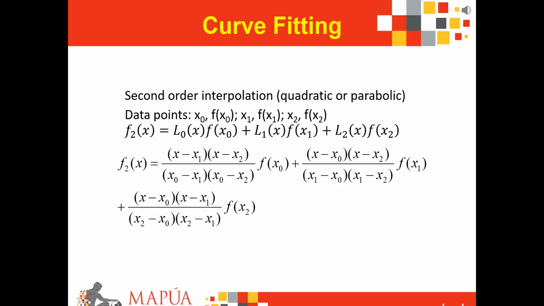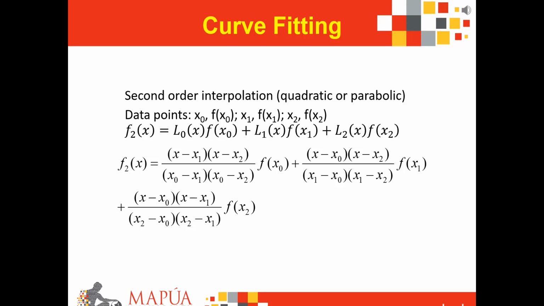L1 of x would contain a numerator equal to x minus other values of x except x1. Therefore, you'd end up with a product of x minus x0 multiplied with x minus x2 divided by the data point itself, which is x1, minus the other values of x, which should mean, again, a continuous product of x1 minus x0 multiplied with x1 minus x2. This now is L1 of x multiplied to your function fx1.